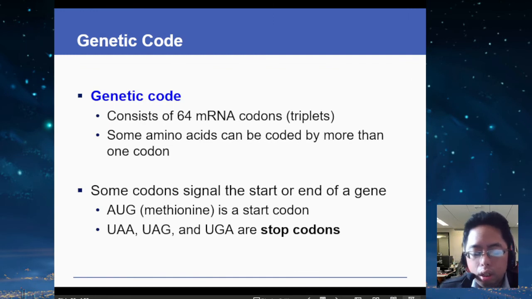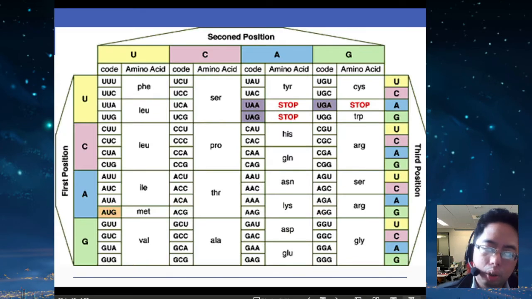Genetic code. It consists of 64 mRNA codons, meaning that this is the whole dictionary of the codons. Some amino acids can be coded by more than one codon. Some codons signal the start or end of the gene. AUG is the start codon. UAA, UAG, UGA are stop codons. So here is the genetic code.